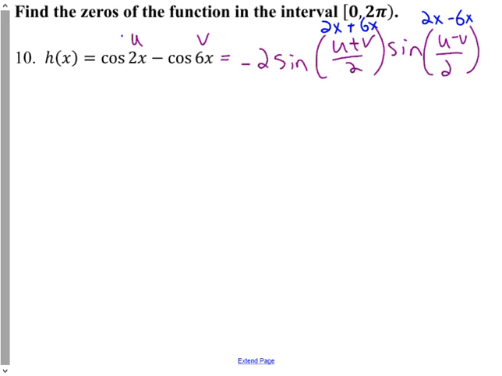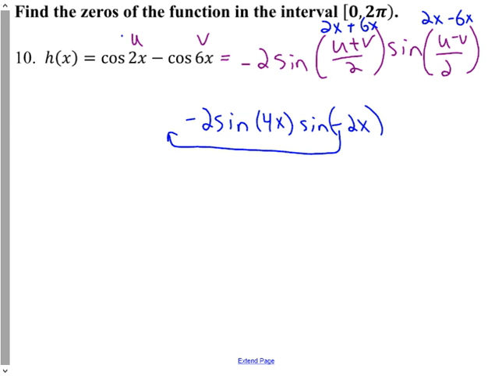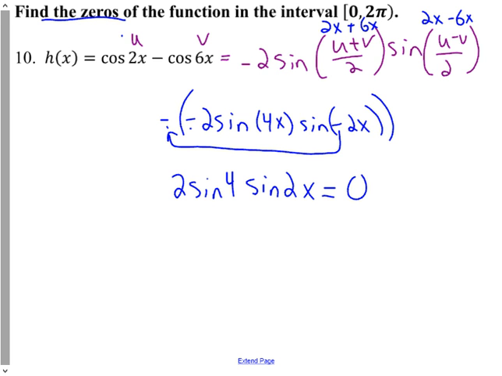So plugging it in, I get minus 2 sine of 8 divided by 2, which is 4x, times sine of minus 4x divided by 2, which is minus 2x. A little note: sine is an odd function, so it throws the negative sign out front. Now we have a double negative, which makes this 2 sine of 4x sine of 2x. But now we've got to set it equal to 0. So we set sine of 4x equal to 0, and sine of 2x equal to 0.